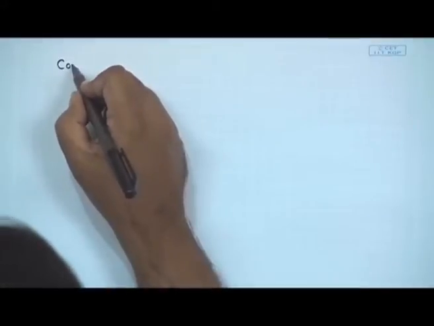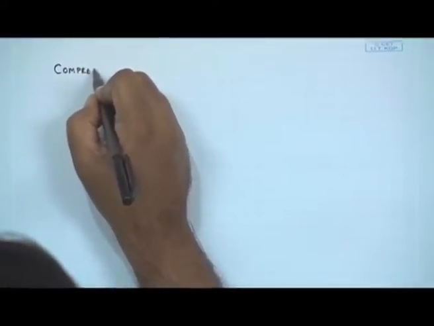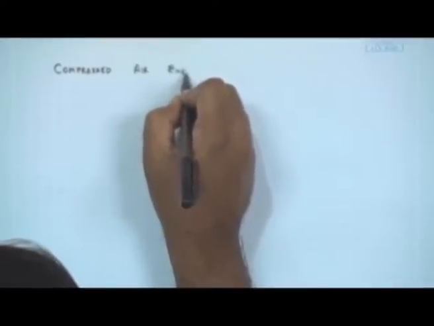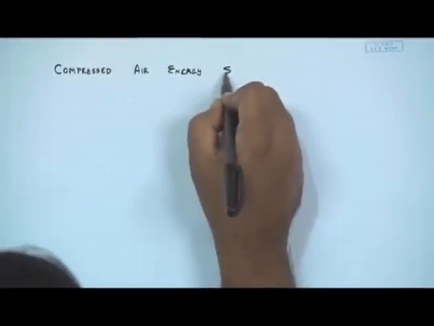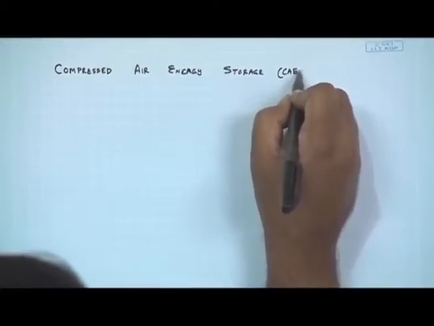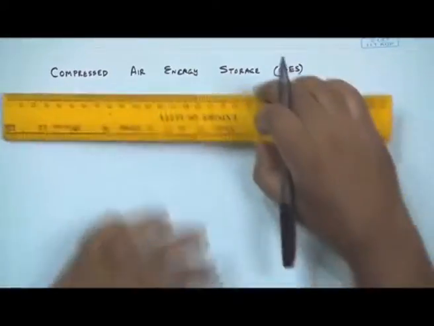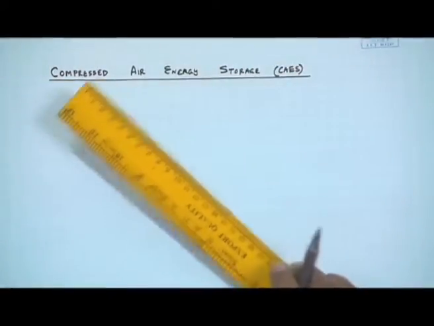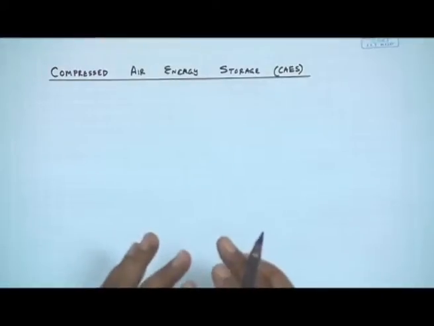Okay. So, compressed air energy storage, or CAES. What do I mean by this? So, as the name suggests, in pumped hydro the energy was stored in the form of potential energy. In compressed air energy storage, the energy stored is in the form of pressure energy, okay, in the form of pressure.